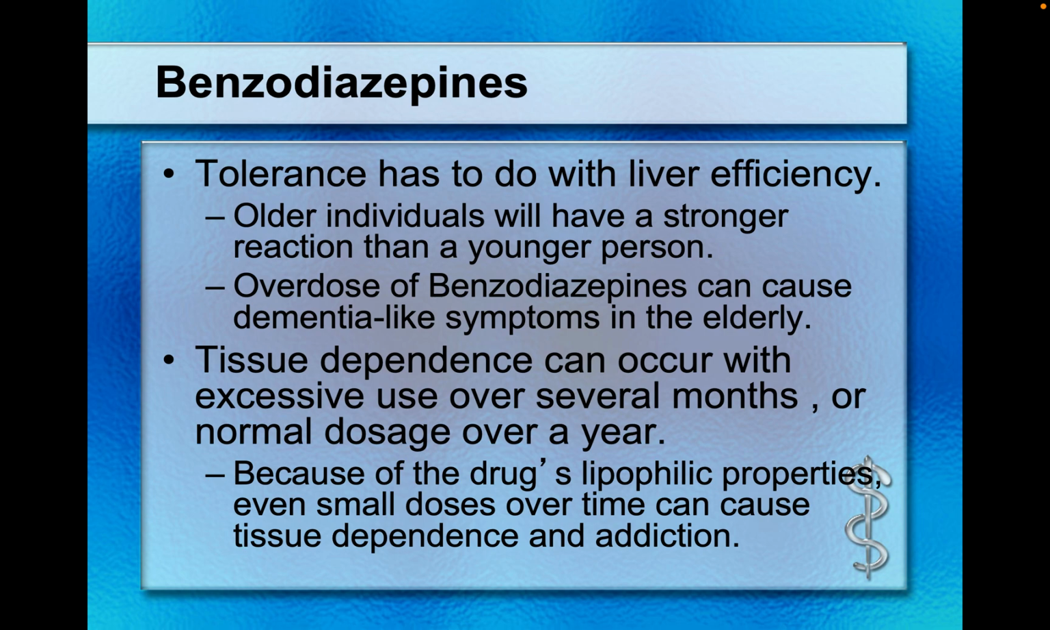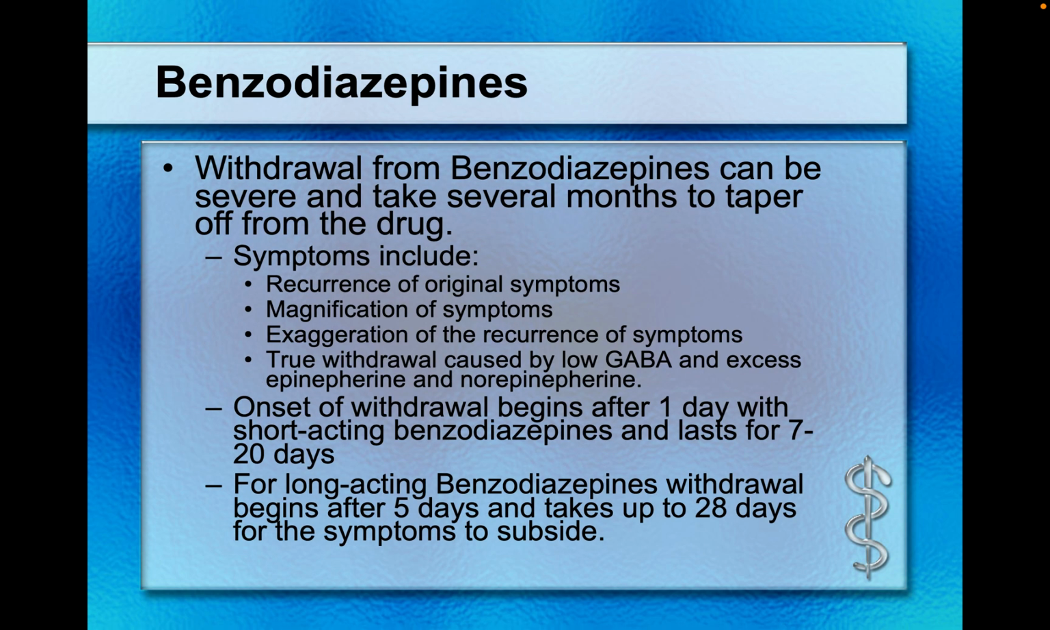Tissue dependence can occur with excessive use over several months or normal dosage over a year. Because of the drug's lipophilic properties, even small doses over time can cause dependence and addiction. Withdrawal from benzodiazepines can be severe and take several months to taper off from the drug.